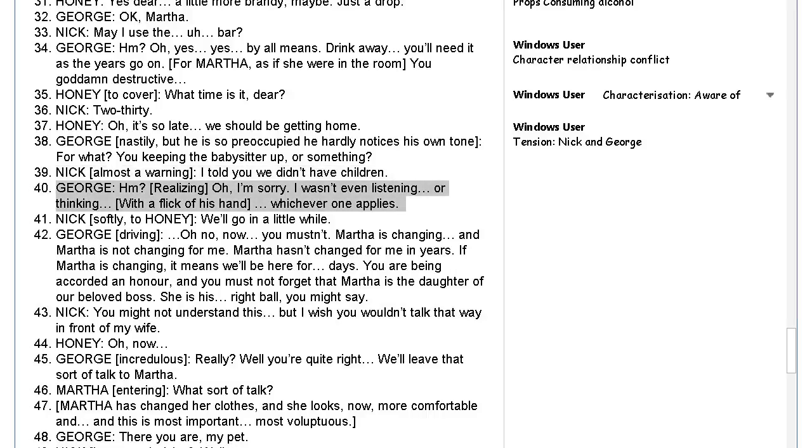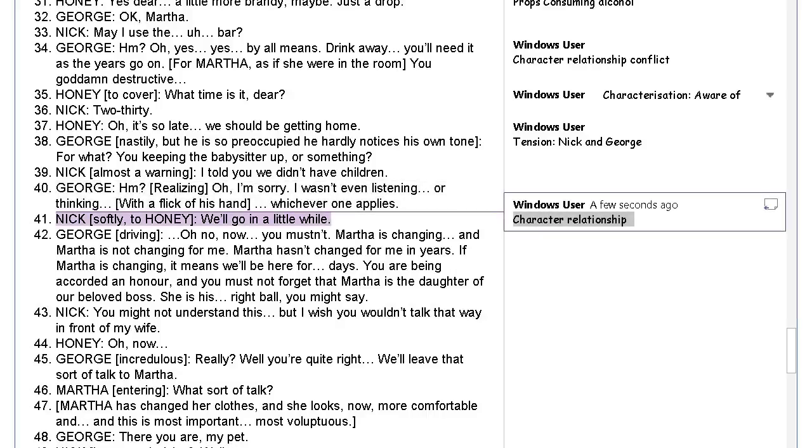So George, and then he realises something. Oh, I'm sorry, I wasn't even listening or thinking. With a flick of his hand, whichever one applies. Quite dismissive there in explaining and justifying his mistake. So Nick turns softly to Honey, we'll go in a little while.